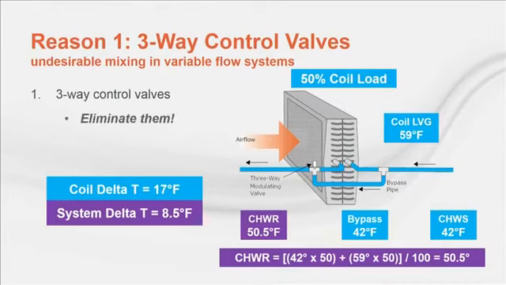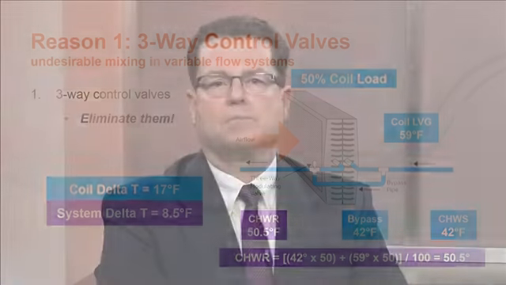It doesn't matter if the flow goes through the coil or around. The pump still has to do the work to get the water through the system. Bottom line here, eliminate all or as many as possible 3-way valves in variable flow systems.